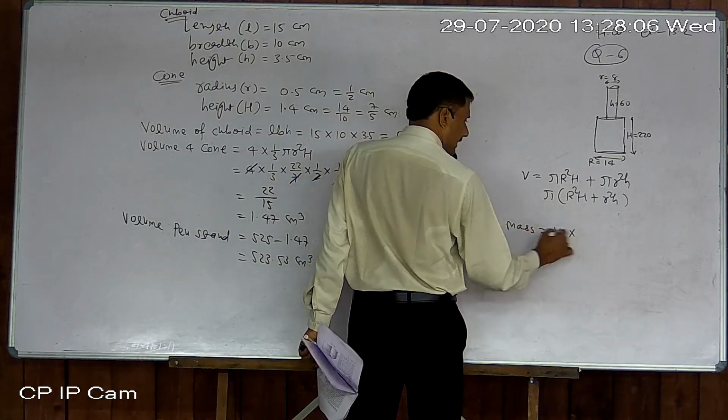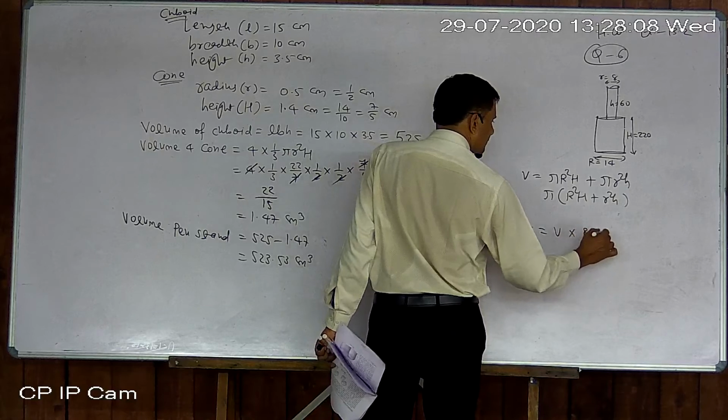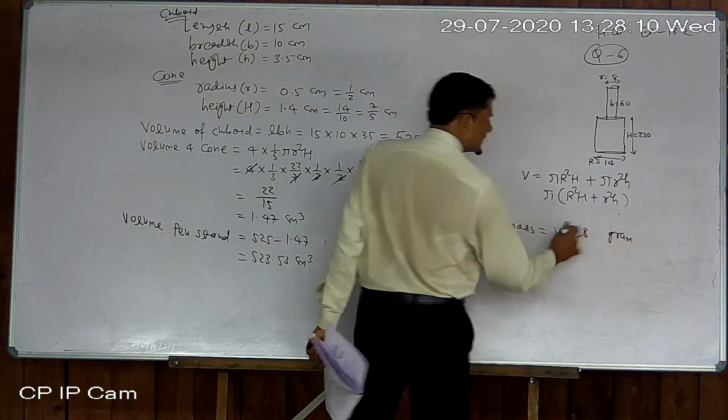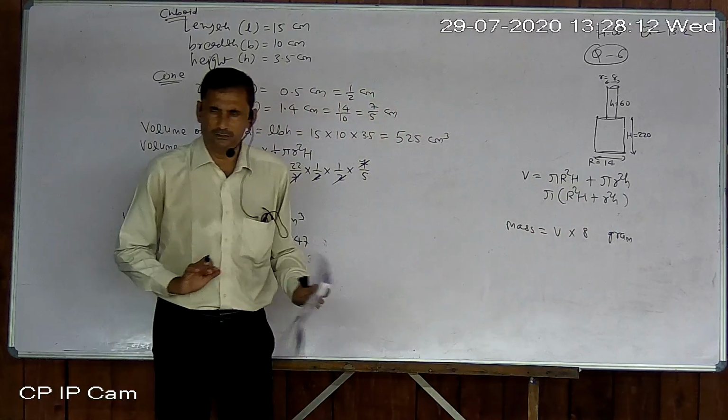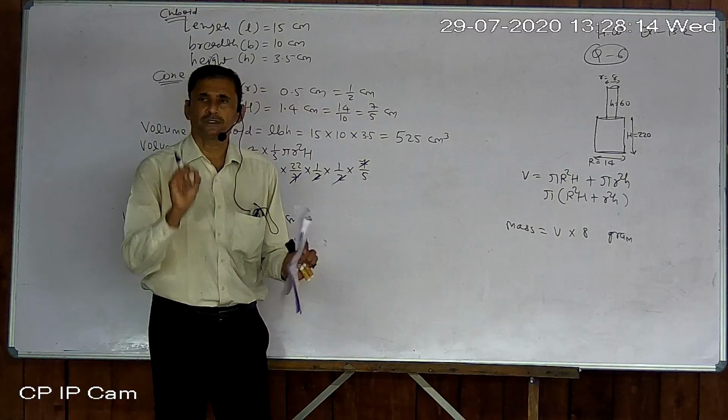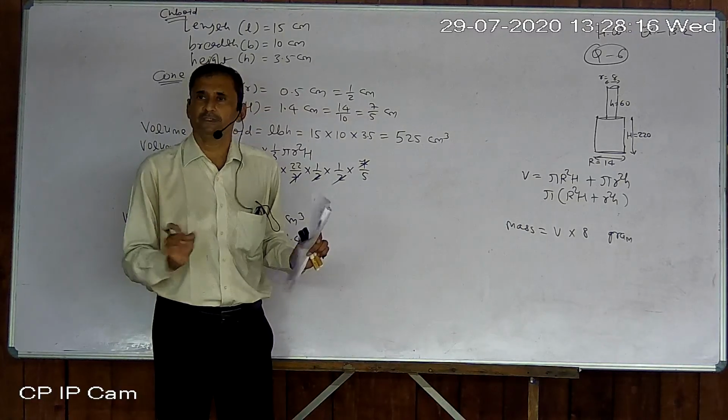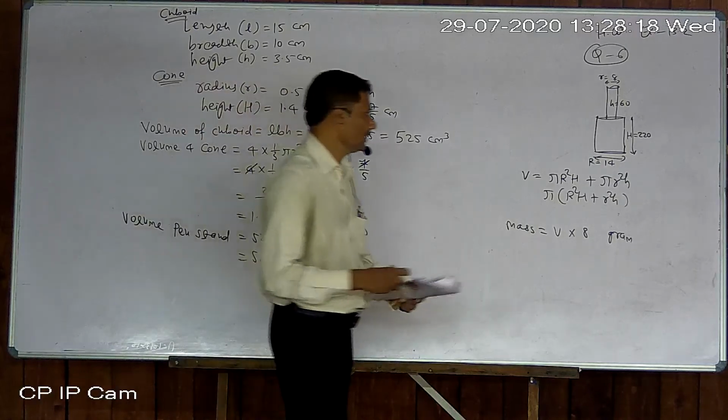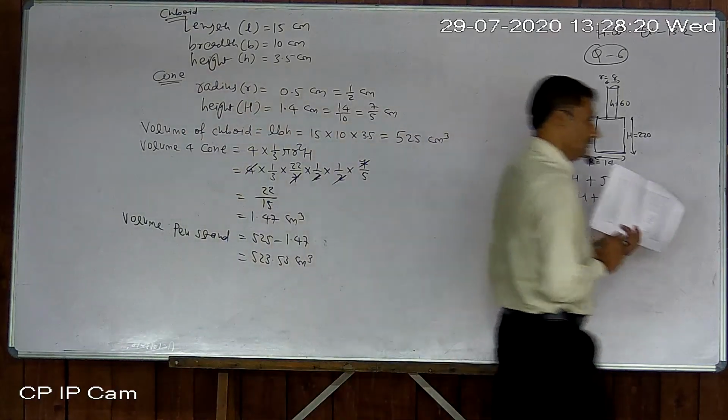Now after that, you can find the mass. Whatever V you find, multiply by 8. So it will be in gram. Why? They have given us that. That is not our matter. They have given per centimeter cube 8 gram, which means its density is given. Okay. So number 6 is in homework.